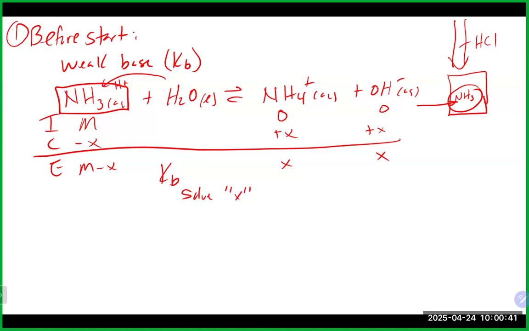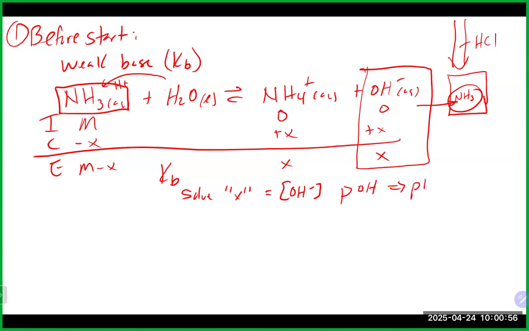We do want to remember that this is a base, so when we actually do solve for X in this case, it is not the H plus concentration, but it is the OH minus concentration, which means then that we've got to do probably a little pOH first and then the pH.